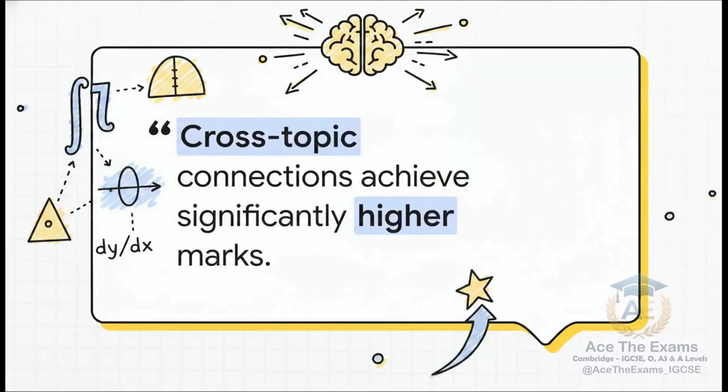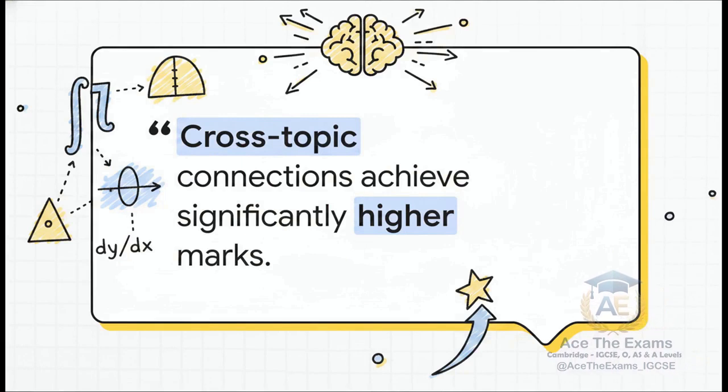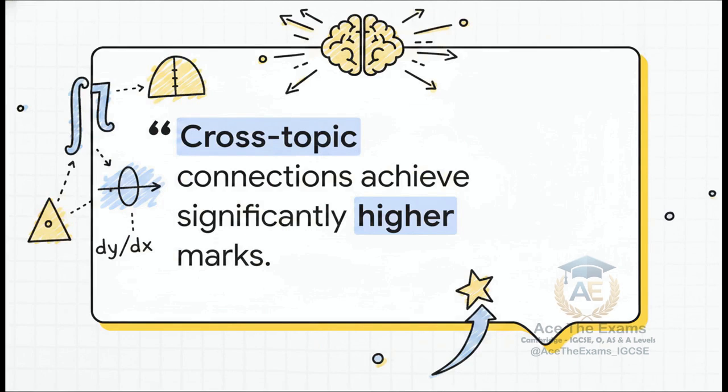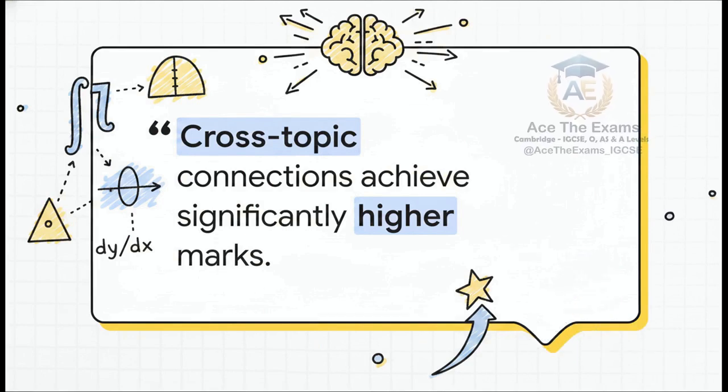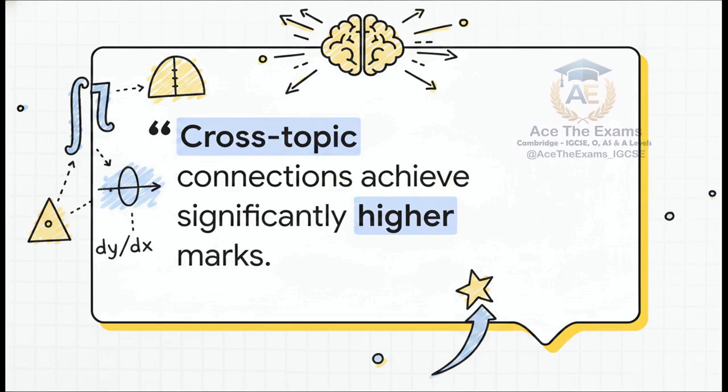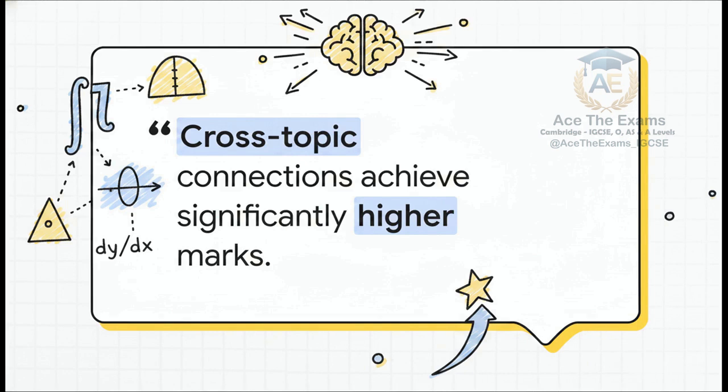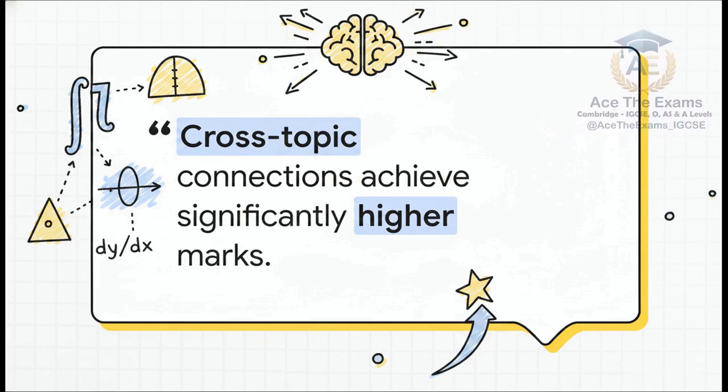Now, directly from the principal examiner reports, the intel we've gathered is crystal clear. Quote, candidates referencing cross-topic connections achieve significantly higher marks, unquote. This is a massive revelation, folks. The theoretical architecture of calculus does not exist in a vacuum. If you want to elevate your grade, you have got to fuse your knowledge of differentiation, polynomial behavior, and trigonometric identities into one cohesive, unbreakable mathematical solution.